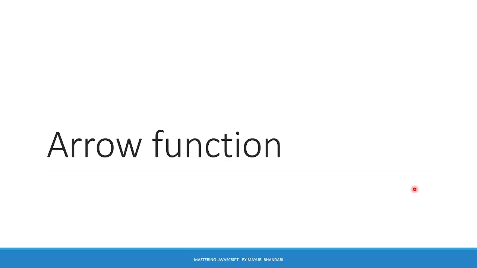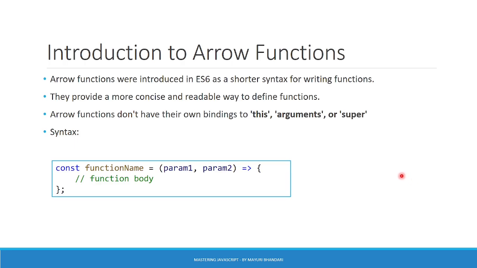In today's video, we are going to talk about one of the most powerful and modern ways of defining functions in JavaScript, arrow functions. First, let us understand what arrow functions are. Arrow functions are simply an alternative way to define functions in JavaScript. They were introduced in ES6 and provide shorter syntax for writing functions. They eliminate the need for the function keyword and allow us to write functions in a more concise and readable way.